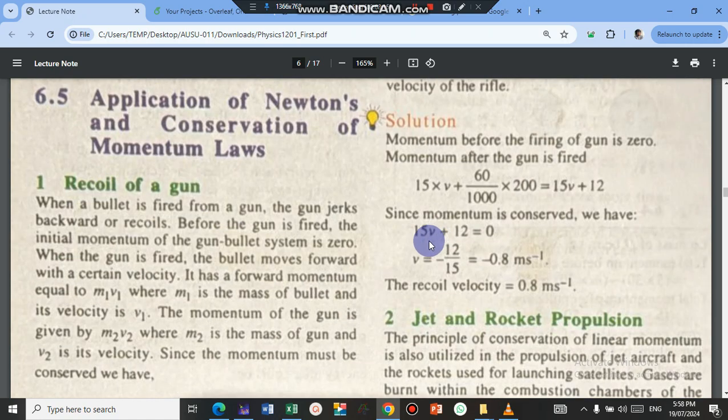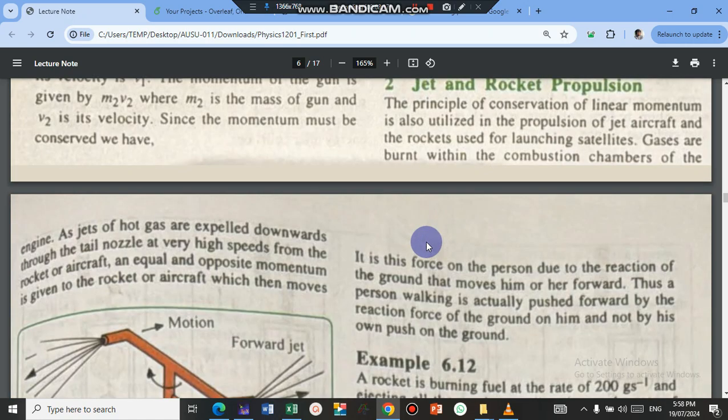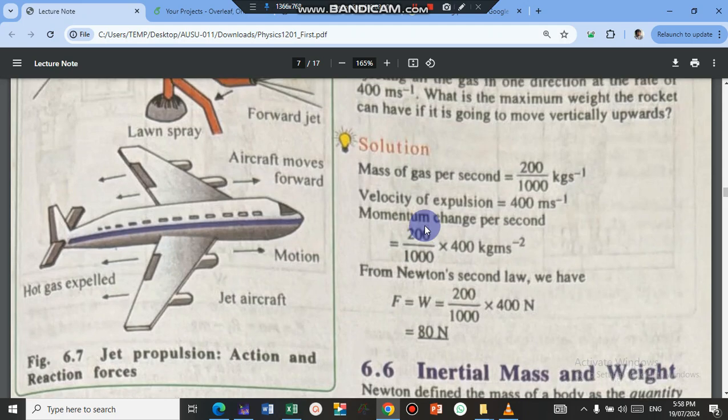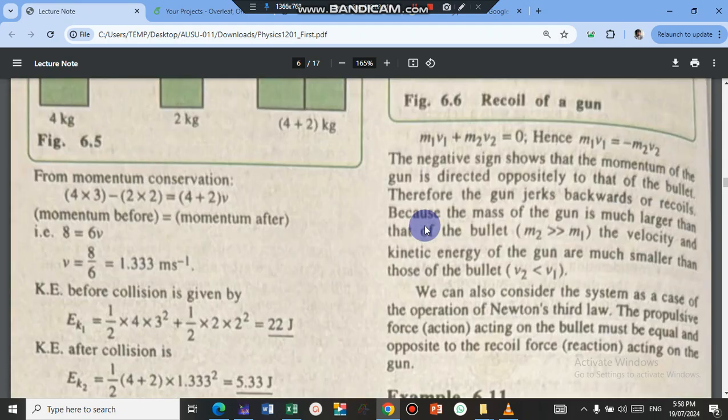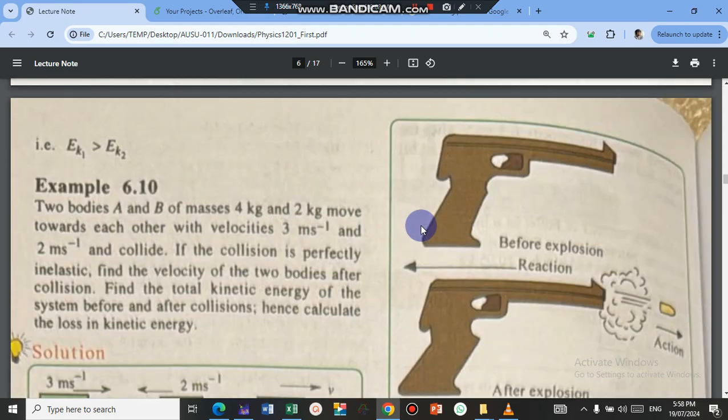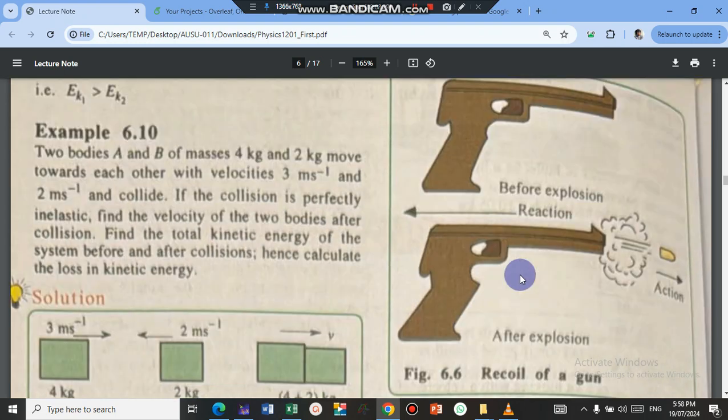I think they have a diagram for this. Let me see. Here is the diagram. You have the bullet and the gun at rest, but after firing, the bullet now moves with the action force, and the gun recoils backward with the reaction force according to Newton's third law of motion.